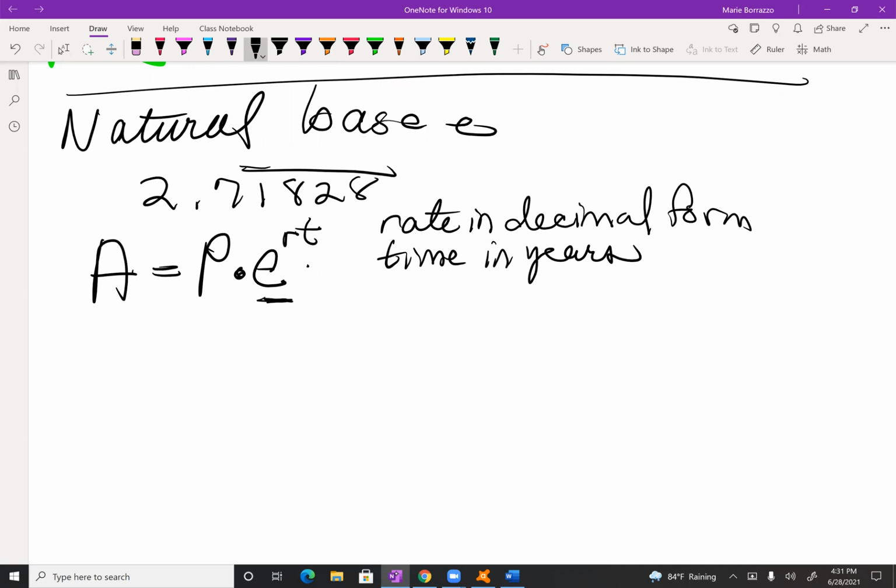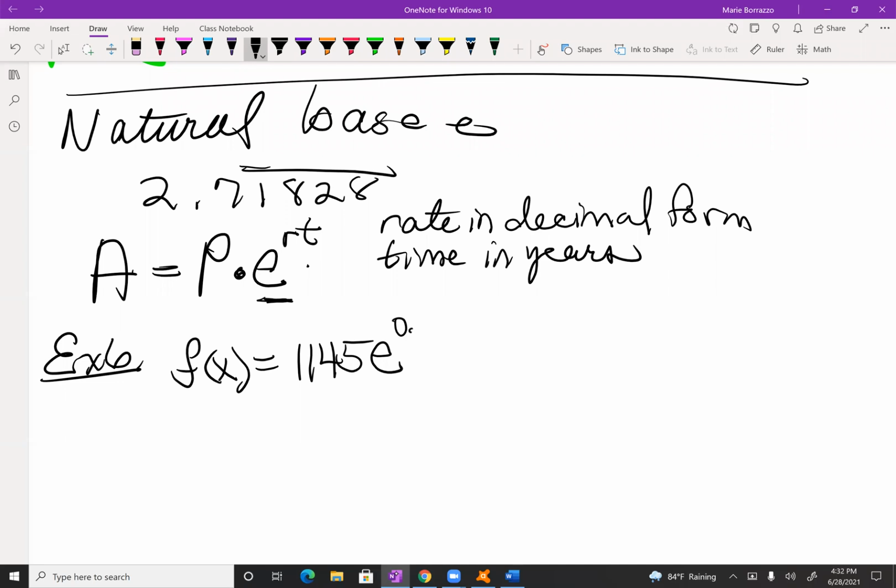I know they go into the gray wolf example, and this will be example 6. And they basically are asking you to substitute. They give you f of x is equal to 1,145 e raised to the 0.0325x. And then they ask you to find the value of f of 36. So basically they're asking you to substitute. So use your calculator and just calculate it.